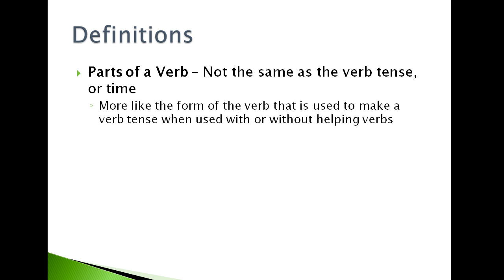Definition: the parts of a verb. These are not to be confused with the verb tense, even though they use some of the same terms like past and present. This is more like the form of the verb that's used to make a verb tense when it has or doesn't have helping verbs.